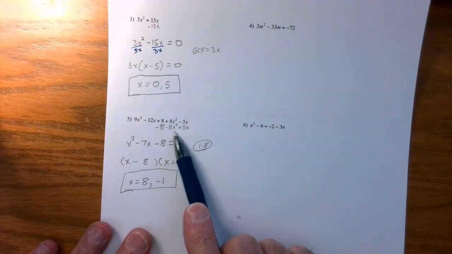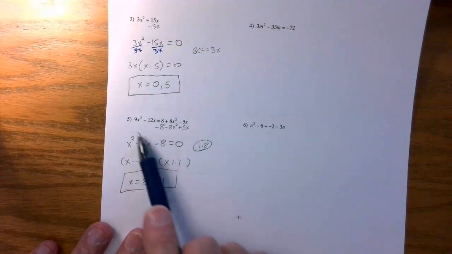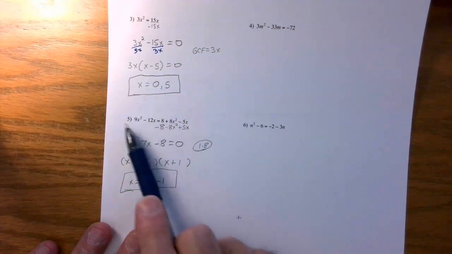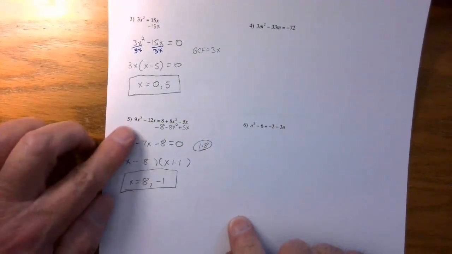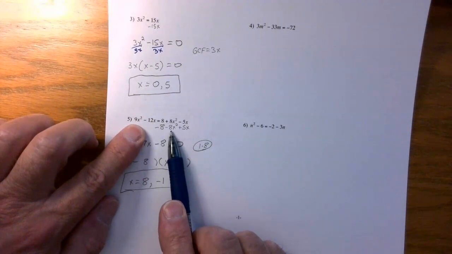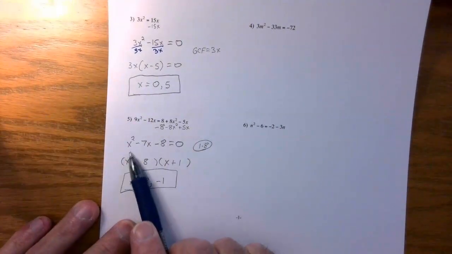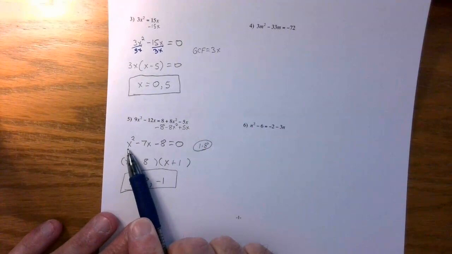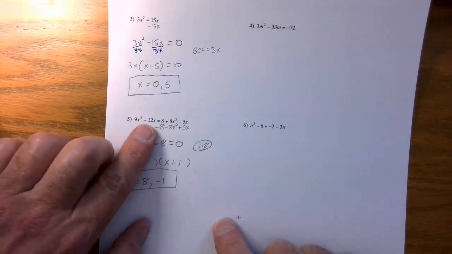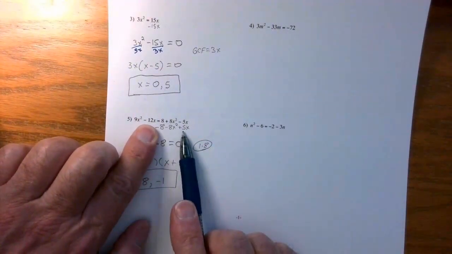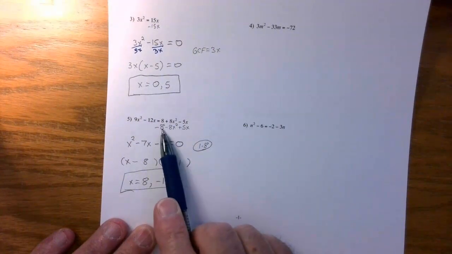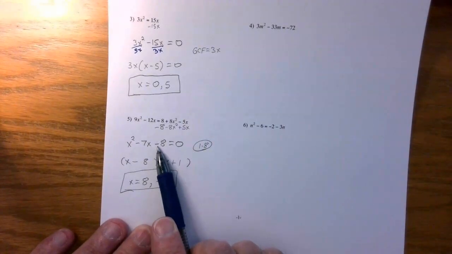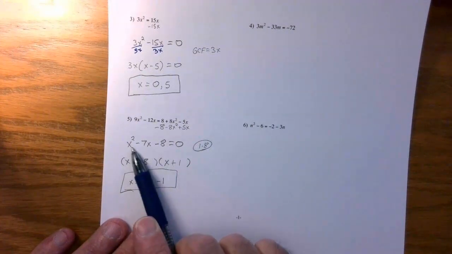But remember, when I'm doing it to the right side, I also have to do it to this side. I'm not writing it over here, but I'm also doing it to this side. So I take 9x squared minus 8x squared. That leaves us with 1x squared. Then I take negative 12x, I add 5x. That leaves me with negative 7x. And the negative 8, there's nothing to combine it with, so it just comes along, negative 8. So now we have it in standard form.